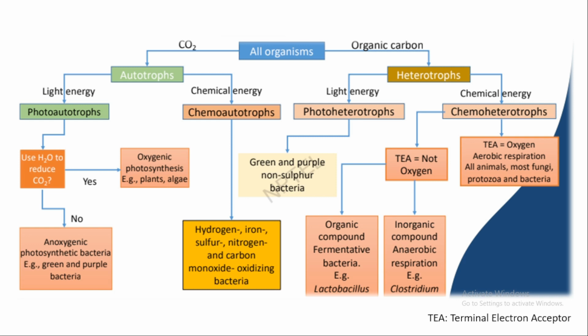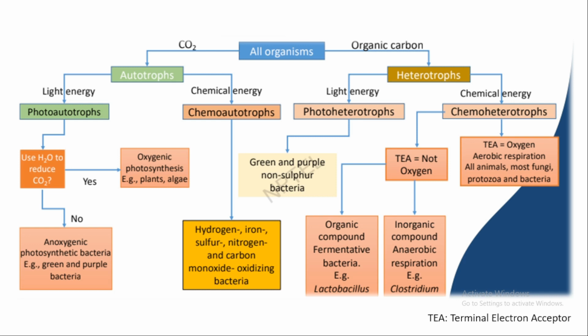Now how will it incorporate CO2? How will it use CO2 to generate biomass? It can use either H2O, meaning oxygenic, or some non-oxygenic molecule. Based on that, the differentiation is there. Similarly in chemoheterotrophs, either the terminal electron acceptor is oxygen or not oxygen, and based on that, the division is there. That is for your understanding. But you should definitely know what autotroph and heterotroph are, and what photo and chemo mean. If you know those terms, you will be able to answer the questions.